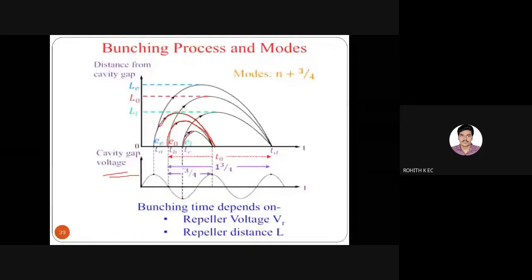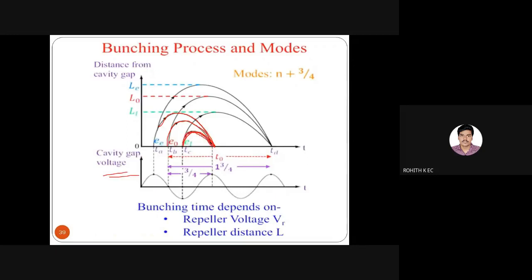They will experience the repulsion from the repeller, and then they also go and accumulate here, right? And if you look at the time taken for this reference electron before bunching, it is considered as T naught. Okay. And if I look at the first bunching, from here to here, it is the first bunching. So from here to here, the time taken is 3/4. So this is 3/4. This is the second bunching point.